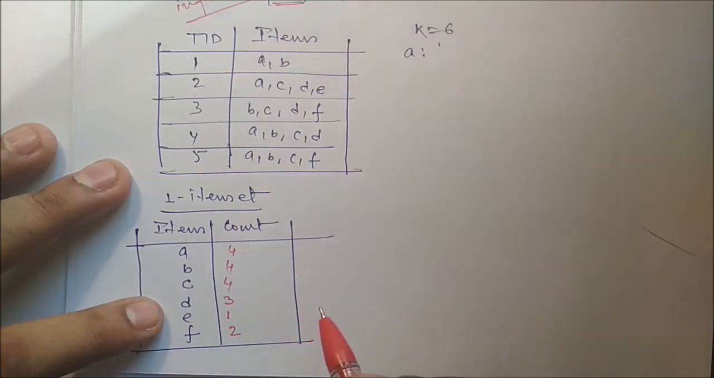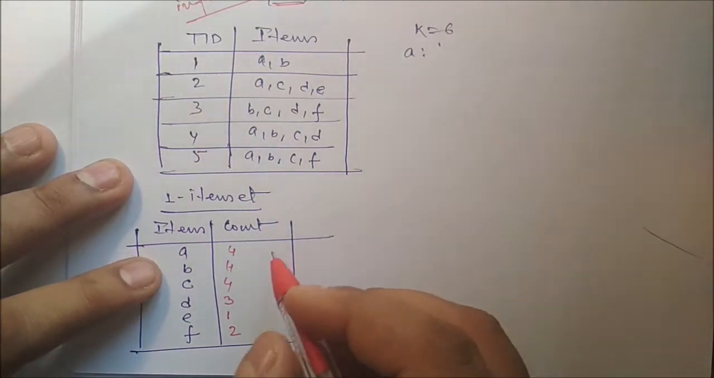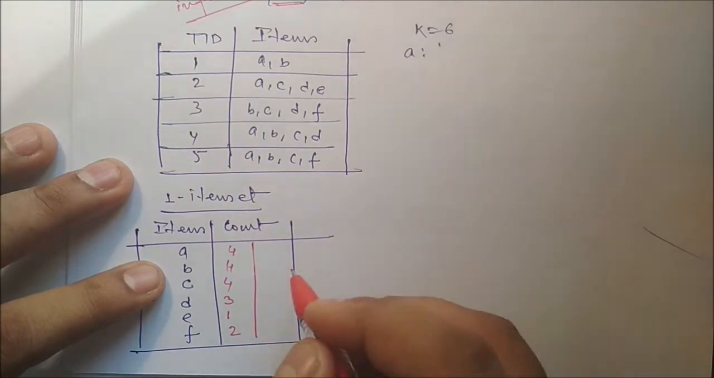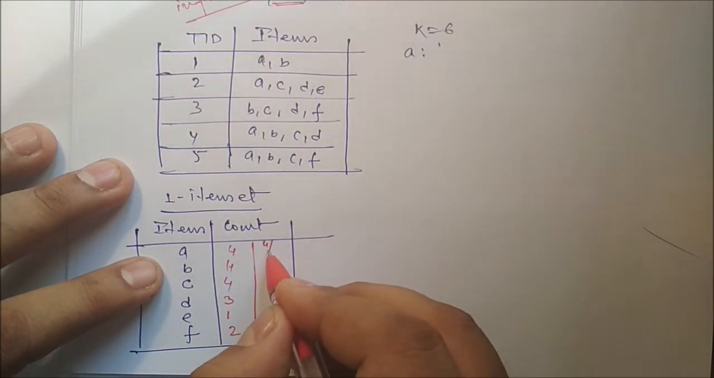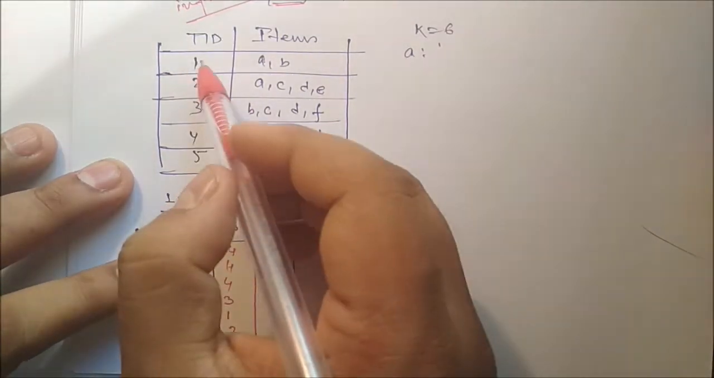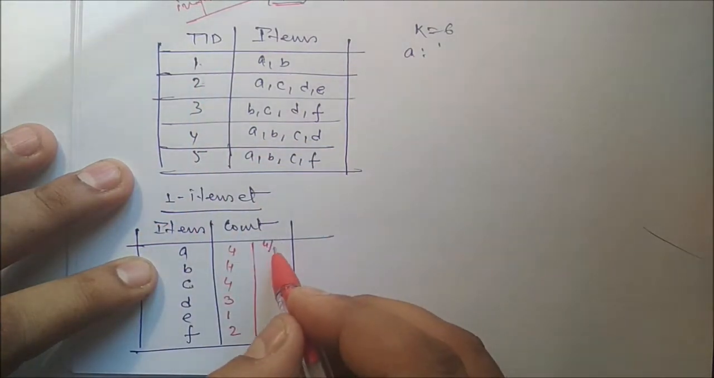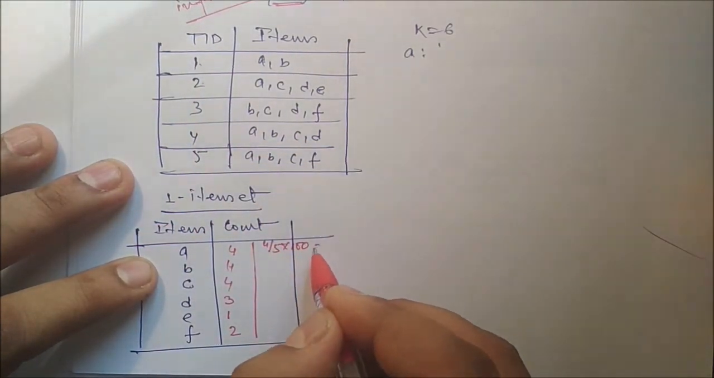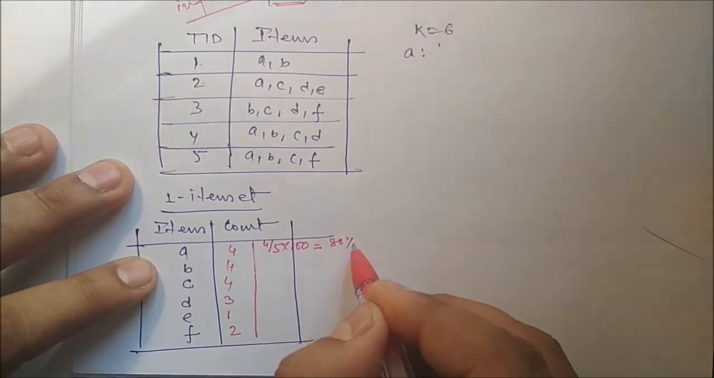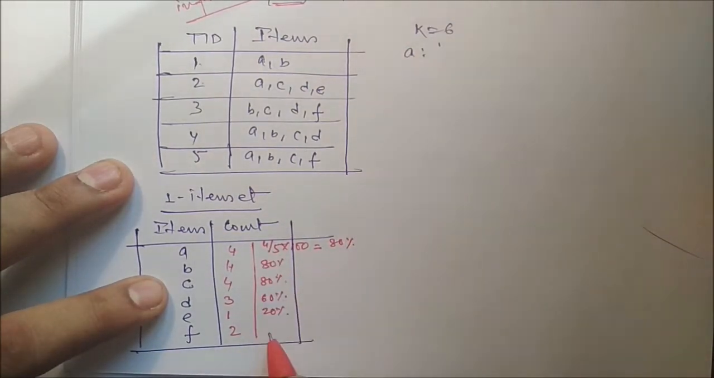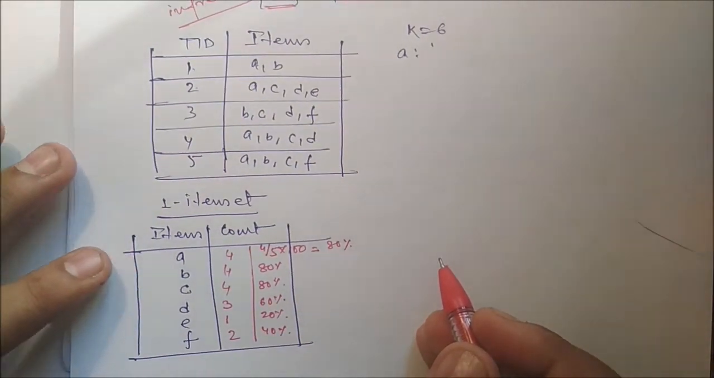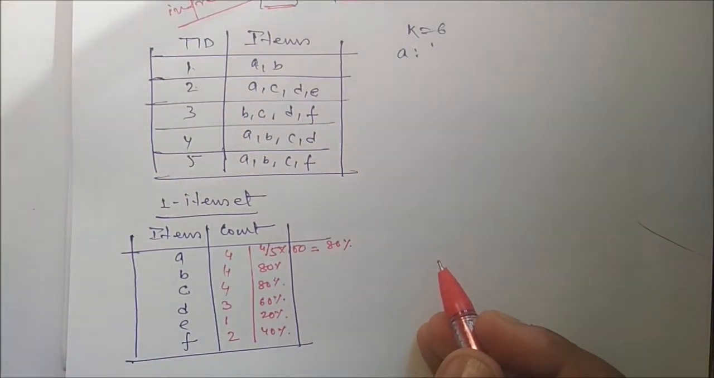Okay, now support we have to calculate. Already you know how to calculate the support. So that means frequency by total. So total transaction 1, 2, 3, 4, 5 total. So 4 by 5 into 100, so that is 80%. Similarly, and 40%.